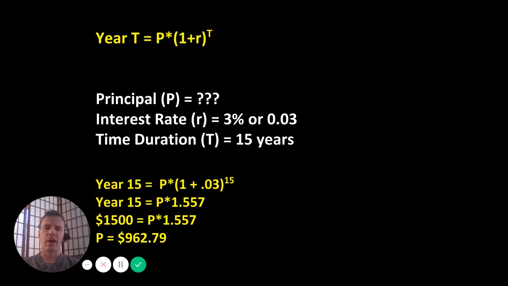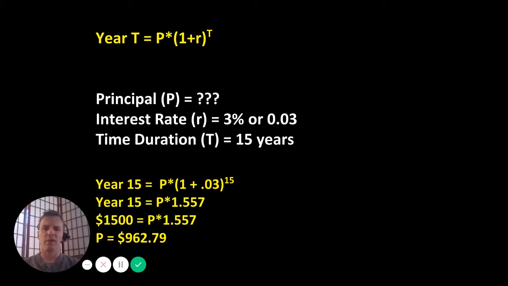That's how long we're planning on leaving this money in the savings account. So we can fill in the blanks here. We're going to say we're looking for year 15 money is equal to P times 1 plus 0.03. 0.03 is the interest rate. And we're going to be taking that to the power of 15. So in the exponent, we have t equals 15.